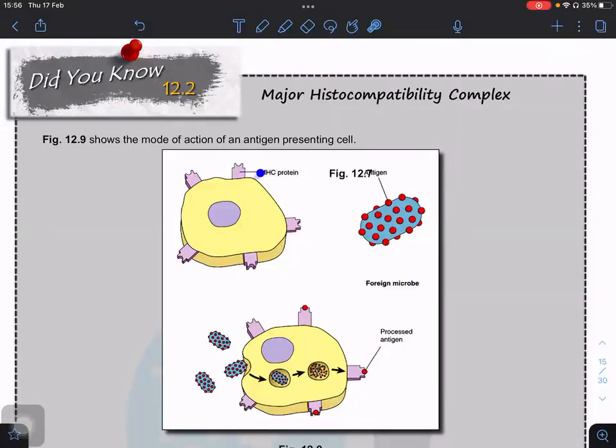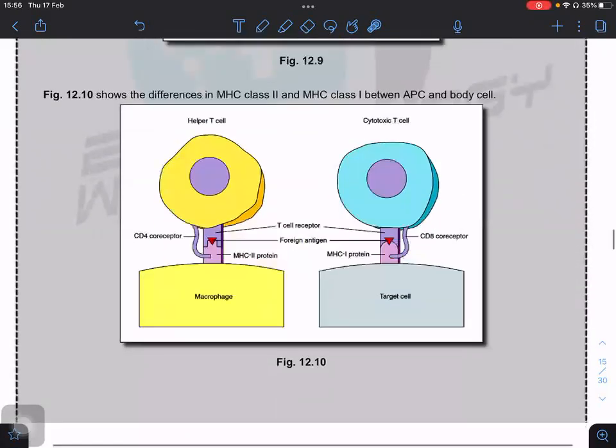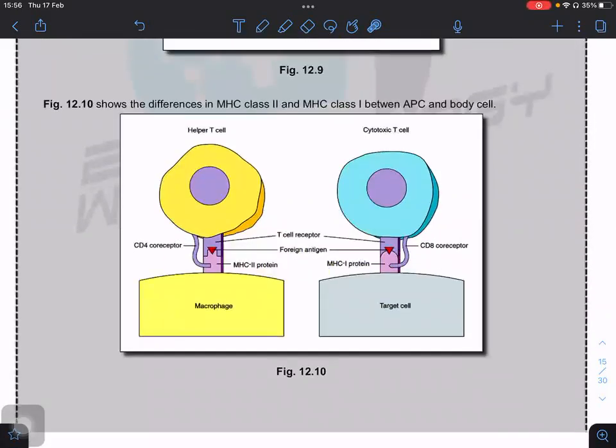So we have the MHC protein. Can I say MHC protein? Actually, I have these antigens on there. Can I say that they present the antigen? So we have two kinds of MHC protein: MHC class 1 and MHC class 2. Macrophages have MHC class 2. Target cells, or infected cells, have MHC class 1.